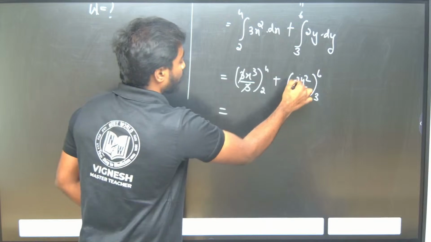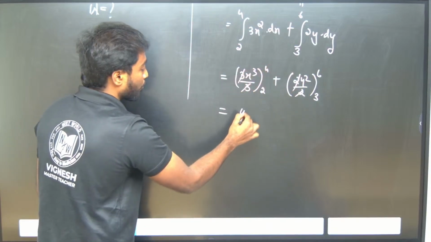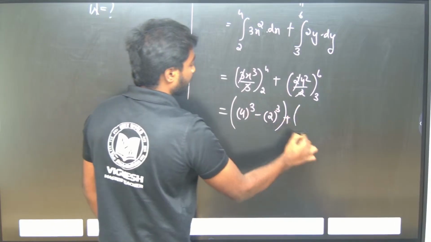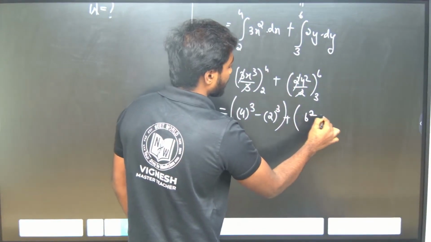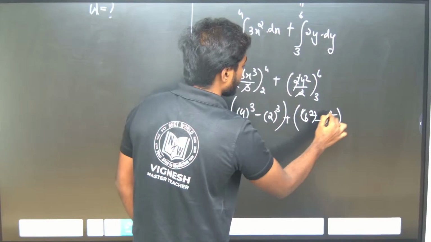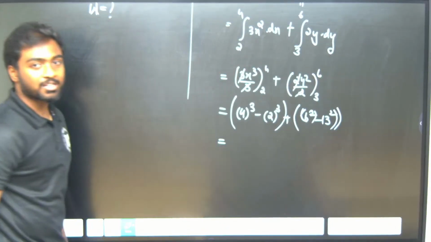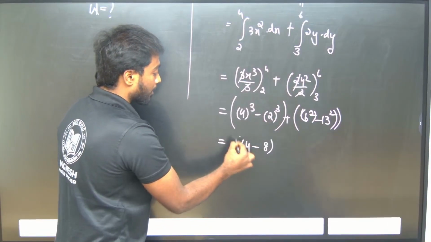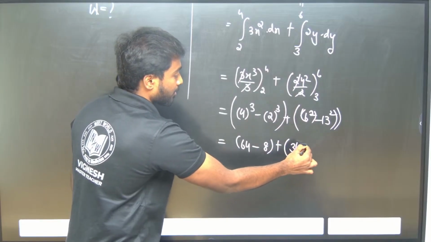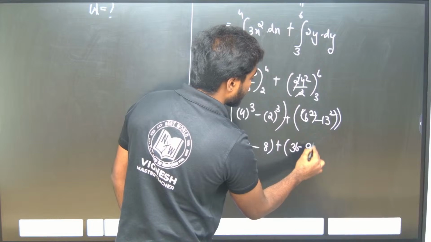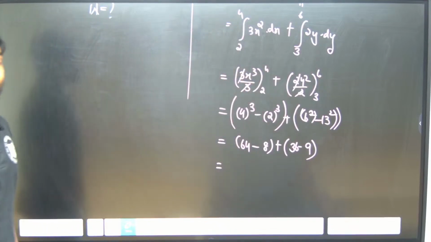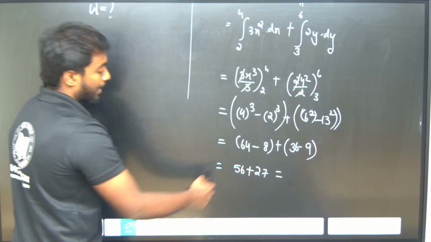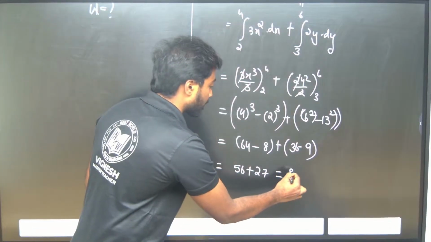So 3 cancels, 2 cancels. So x cube, like 4 cube minus 2 cube, this is one term, and the second term, 6 square minus 3 square. Right? So 4 cube is 64. So 64 minus 8, 2 cube is 8, plus 36 minus 9. How much will I get with this one? This is 56 I will get. Okay, 56 plus this is 27. How much? 83 joules.